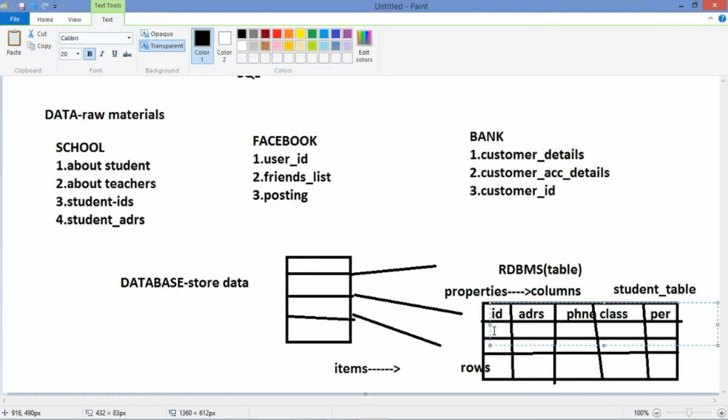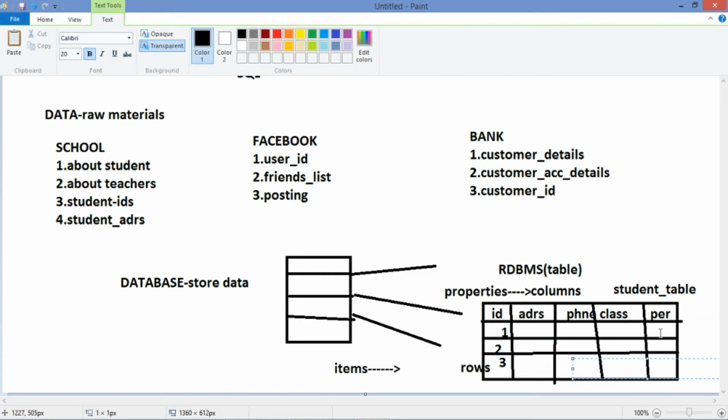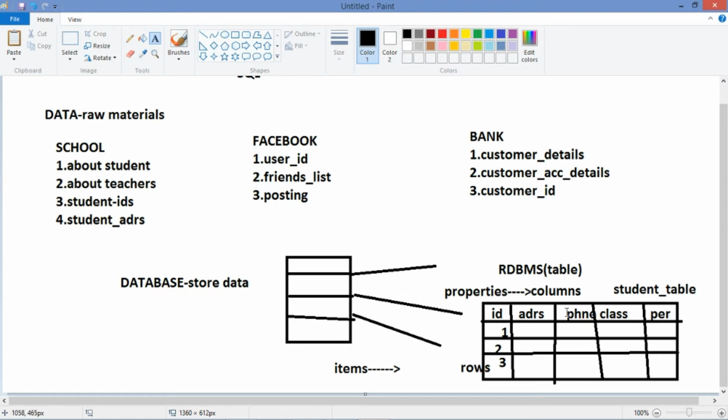And what is a row? A row is all about items. So each and every student is having a different ID. Like the first student is having ID 1, the second student is having ID 2, the third student is having ID 3. Like this, each and every student is having address, phone number, class, percentage. So these are the rows and columns of the student table. Like this, we are going to represent in SQL.